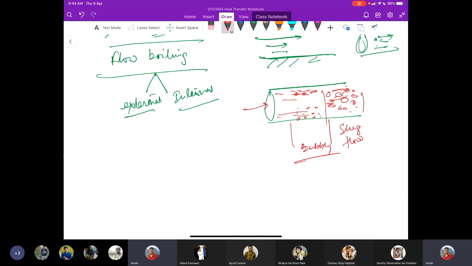You further go along the pipe, it is further heated. Now the core of the flow will mainly consist of the vapors, and the continuous phase will now be on the sides. So this is the situation called the annular flow.